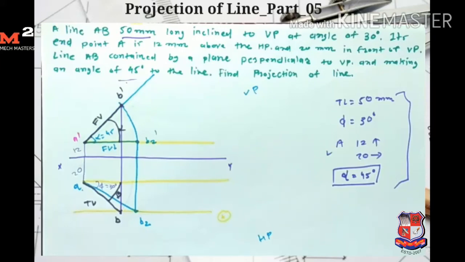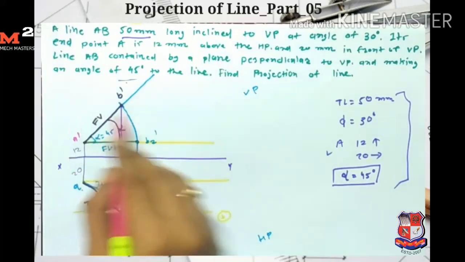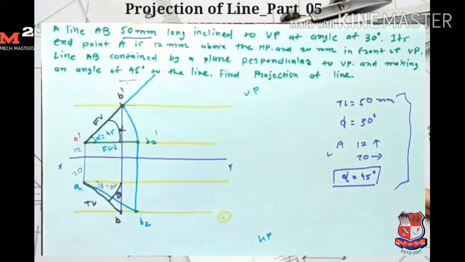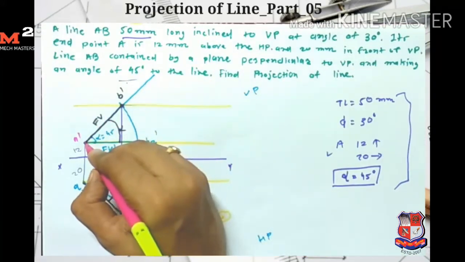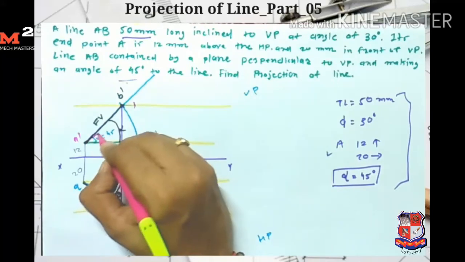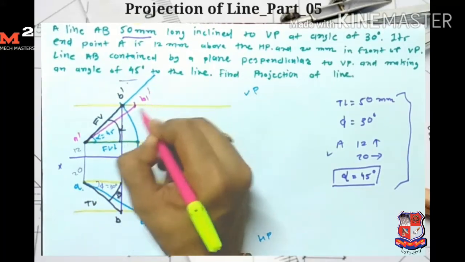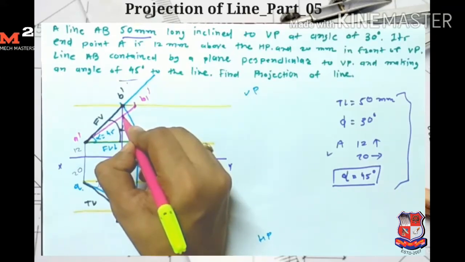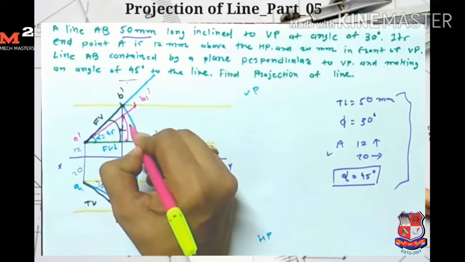If I want to find the angle theta, then we know the true length is 50 mm. Here I draw the locus of B dash. Now for finding the angle theta, I know that the true length is equal to 50 mm, so I take A dash as a center and 50 mm as a radius. If I draw one arc which intersects the locus here, I get my point B1 dash. This is my true length. The angle made by the true length is theta.